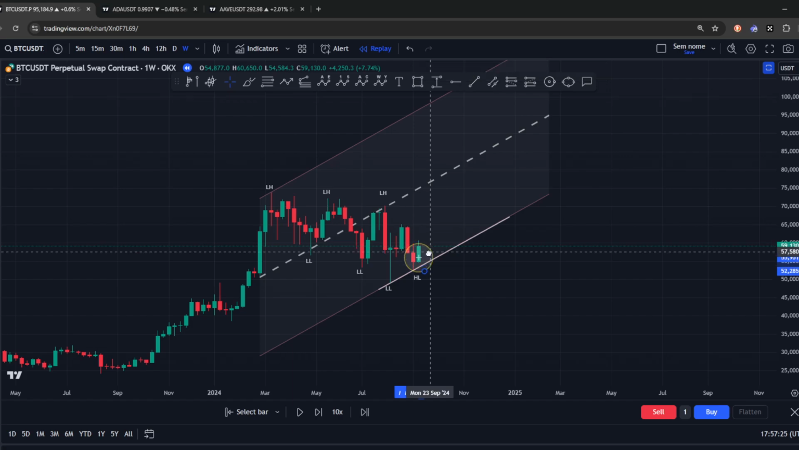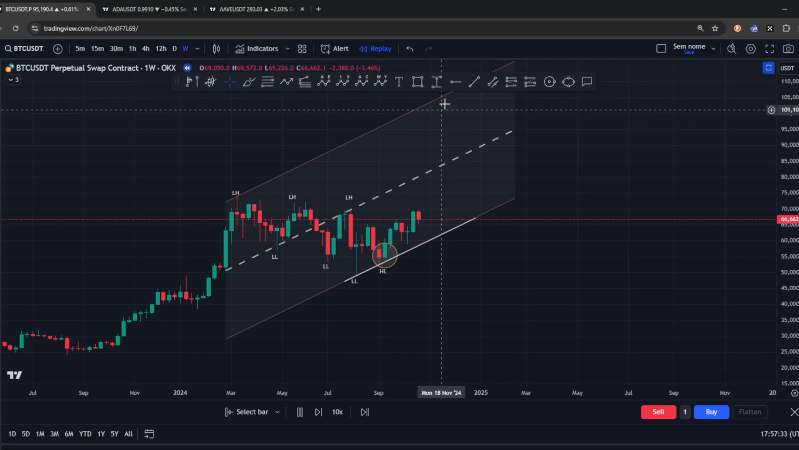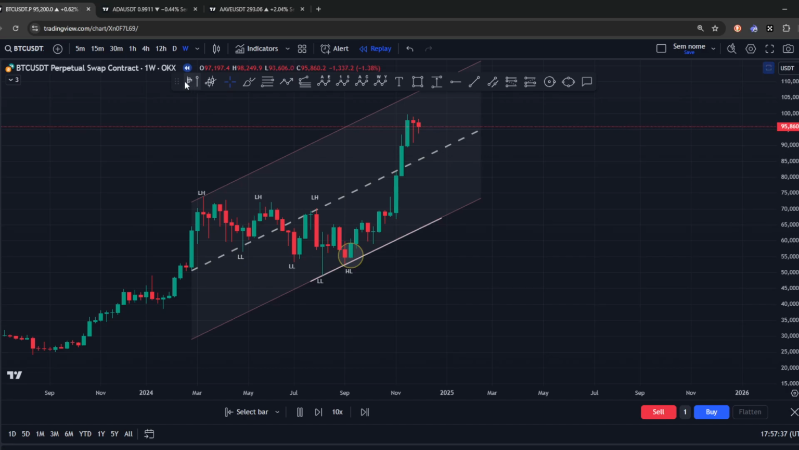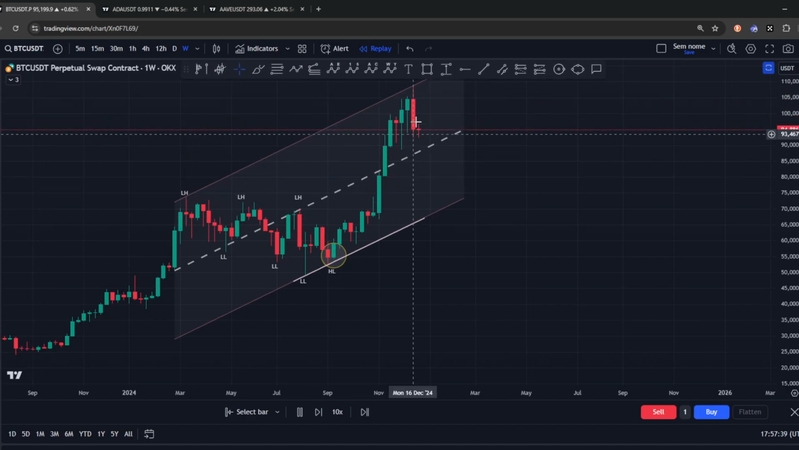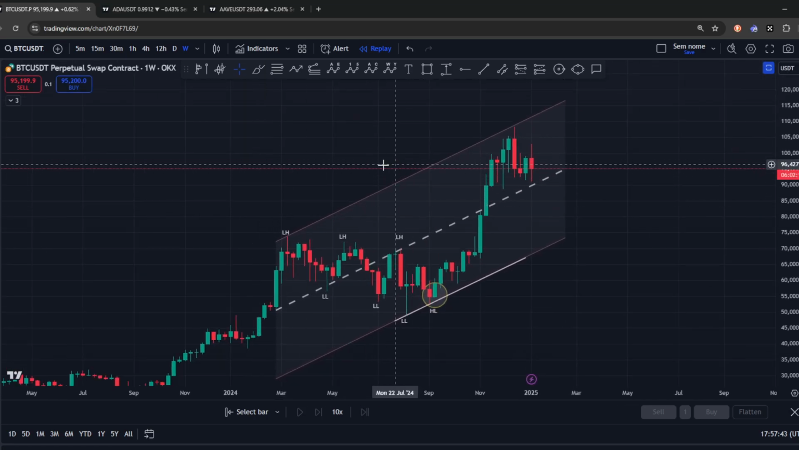Okay, and then if you play it out, you're gonna see that the price is gonna interact almost perfectly to this channel. Okay, and it's gonna be almost the pico top of the move. Okay, as you can see here.